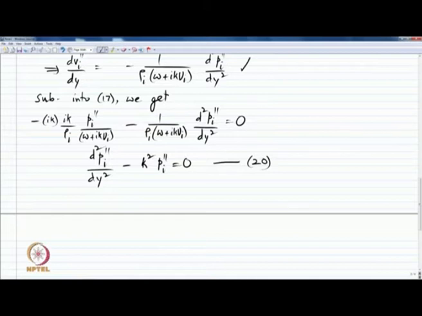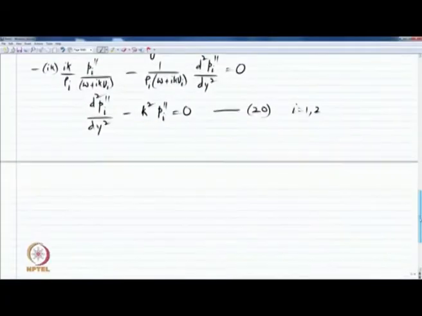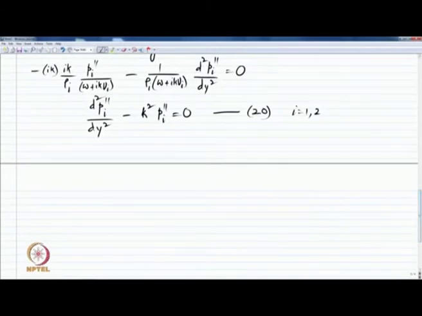Now, remember I equals 1 or 2, we have maintained that notation all the way through from the beginning of this derivation. So, essentially P1 and P2 are the static pressures in fluid 1 and fluid 2, and they are independent, they are separate. So, I am going to solve for them separately.